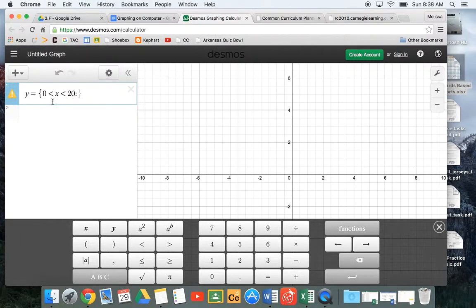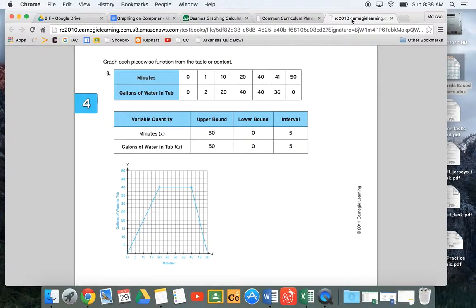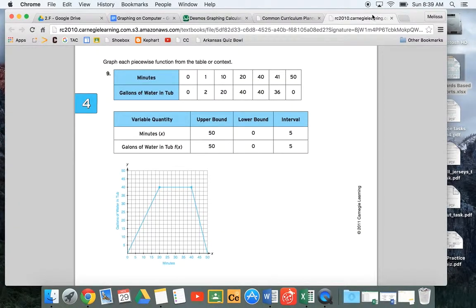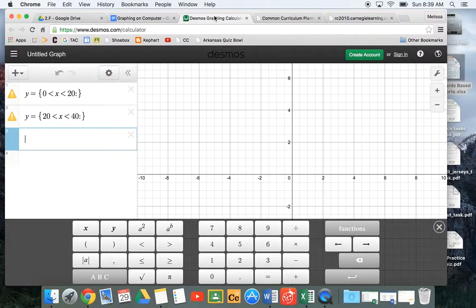But just give me a second. Let's just set up the intervals first. So the second interval goes from 20 to 40. So I'll come back over here to my graph and say y equals bracket 20 is less than x to 40. And then a colon again. And it automatically puts that second bracket when you go to add your third one. So let's see where that third interval is from. It goes from 40 to 50. So y equals bracket 40 is less than x, which is less than 50, and a colon.